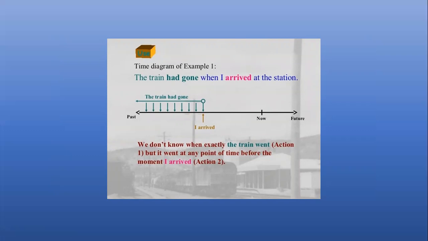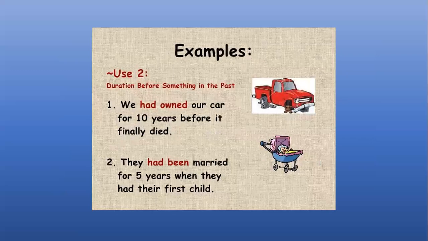You can see the timeline here. Past, now, and then future. We don't know when exactly the train went. Okay, means we do not have any idea of the time that we can say that by this time. But action 1, it went at a certain point of time, before the moment I arrived. That is the second action. A few more examples you can say, duration before something in the past.